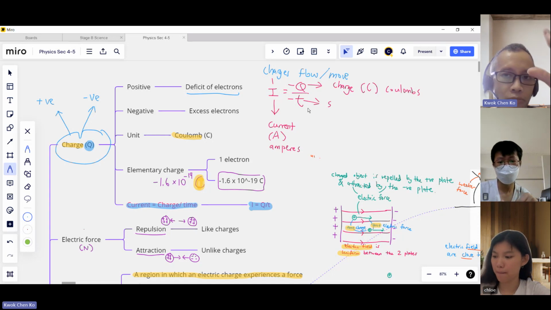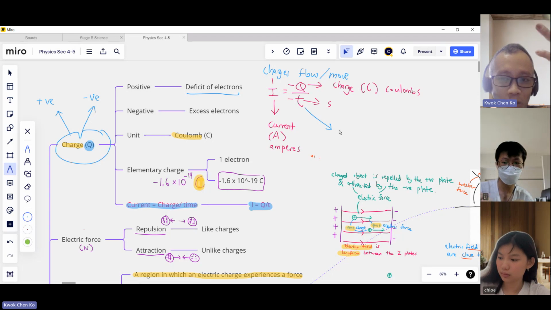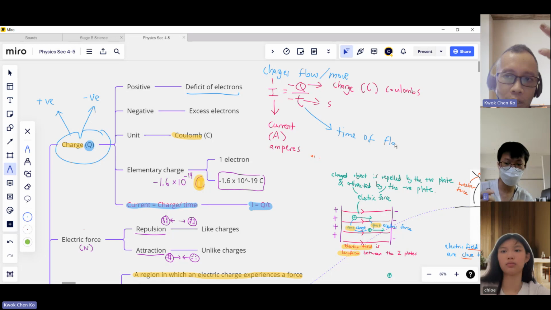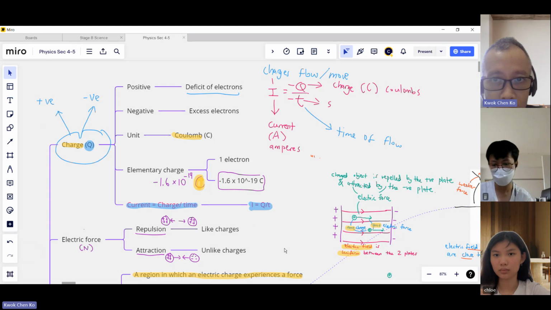And normally they will either tell you the time taken to move, or you're supposed to find out the time, correct? Time of movement or time of flow, how they flow within, let's say 10 seconds or 1 second. So chances are you will make use of this formula. Okay, so putting that aside, the other thing that I want you guys to be very clear is this.